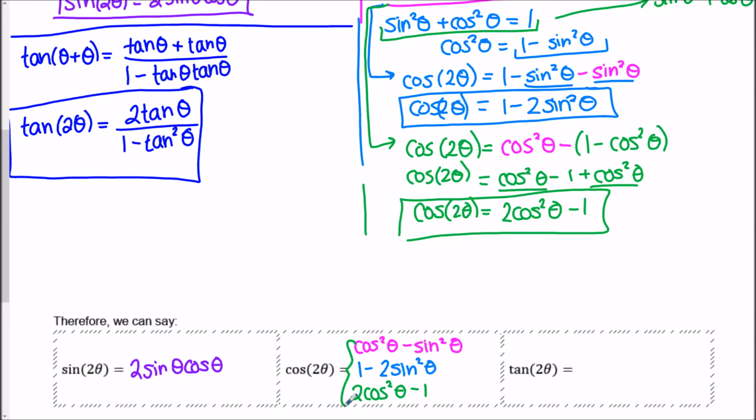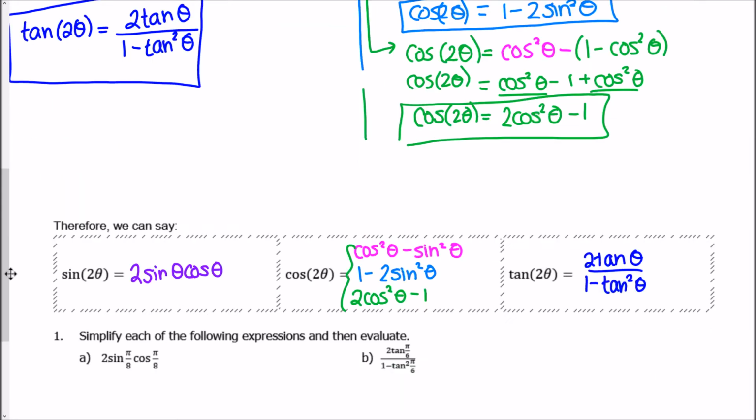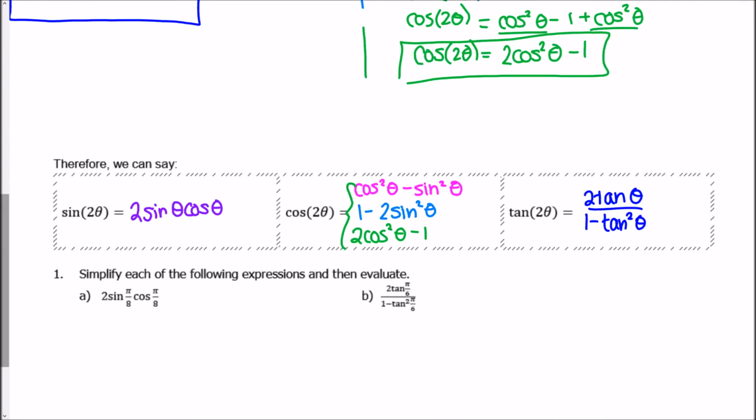And then lastly, for tangent of 2 theta, we're just going to say 2 tangent of theta over, I'm just copying down what we got over here, 1 minus tan squared theta. Okay? All right, so in number 1, it says simplify each of the following expressions and then evaluate.